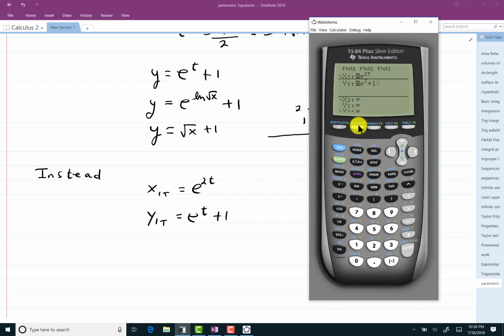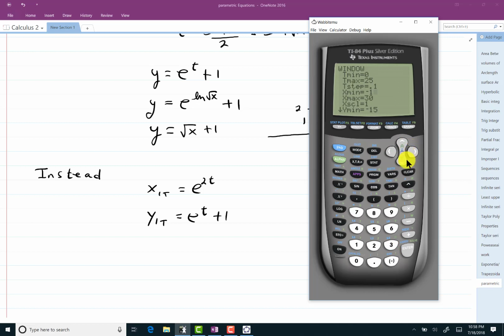And let's graph it. It may actually look like it starts at the y-axis, but I don't think it does. If we trace, you can see that when t equals 0, x is 1 and y is 2. So I could probably get a better visual of this if I change my window. Let's do my x min. I'm just going to do -1, so I have a little cushion on the left.